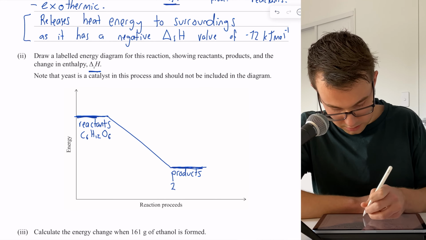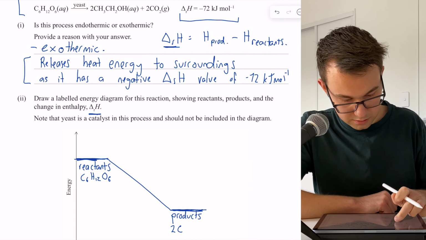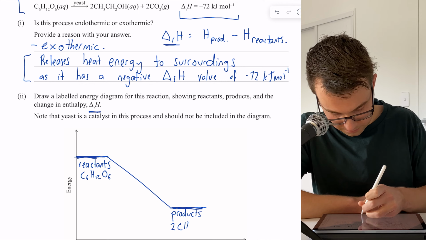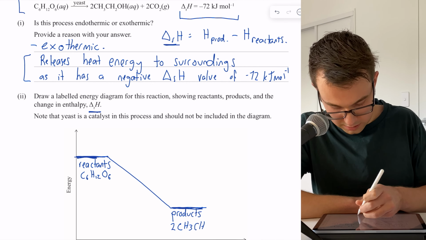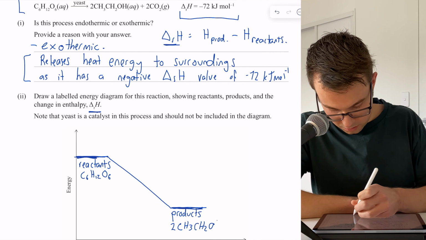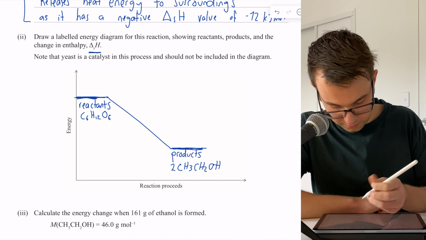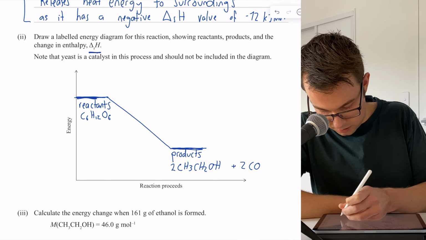2 ethanol. What is ethanol? Can we just write it in? CH3CH2OH, and we also have 2CO2.